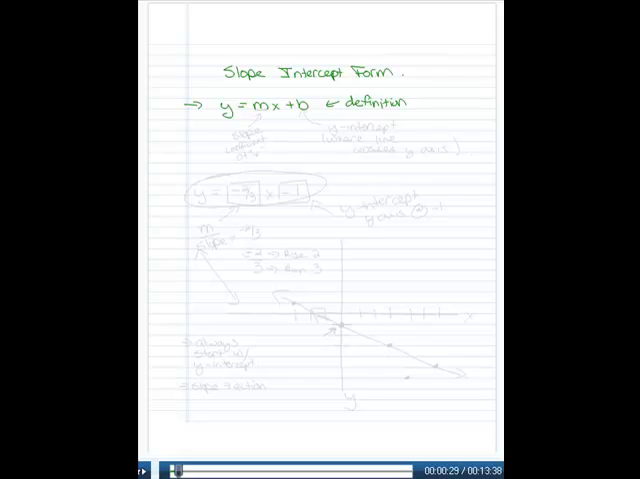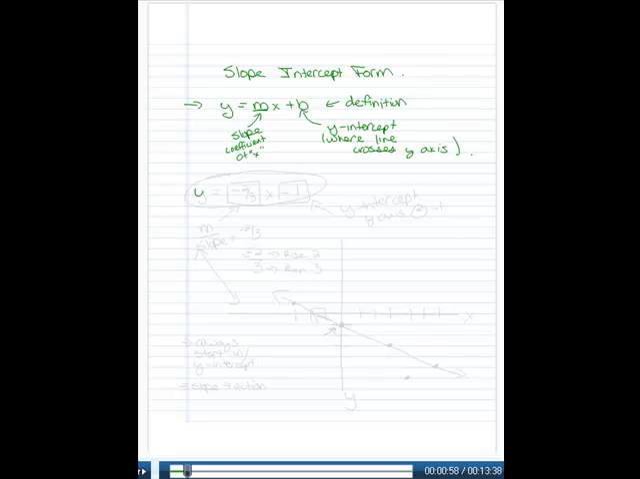Everything has a meaning. For instance, your m is your slope. So whatever the coefficient of x is always your slope. Whereas b is always your y-intercept. This is where your line crosses the y-axis. Okay? So let's look at an example of that.